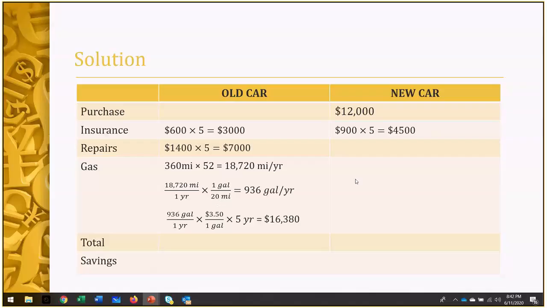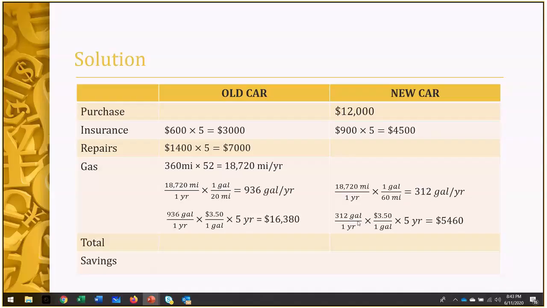Okay, now let's look at what it would be with the new car, which is very good on gas. It's going to still be the same amount of mileage that you're driving. You're still driving 360 miles per week, which is a pretty long commute too, by the way. But now, with the 60 miles per gallon of fuel efficiency, that means we only have to purchase 312 gallons of gas. It's a lot less gas to buy.